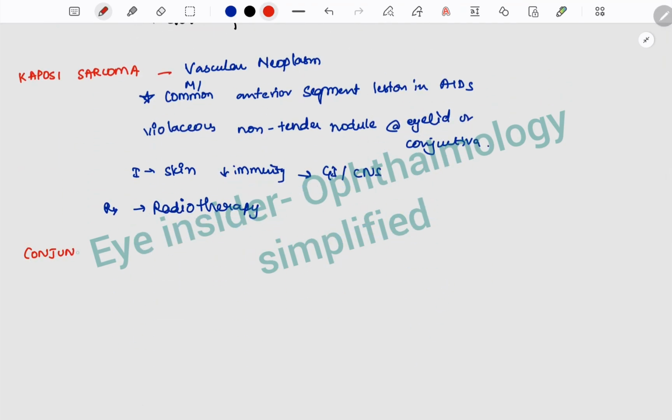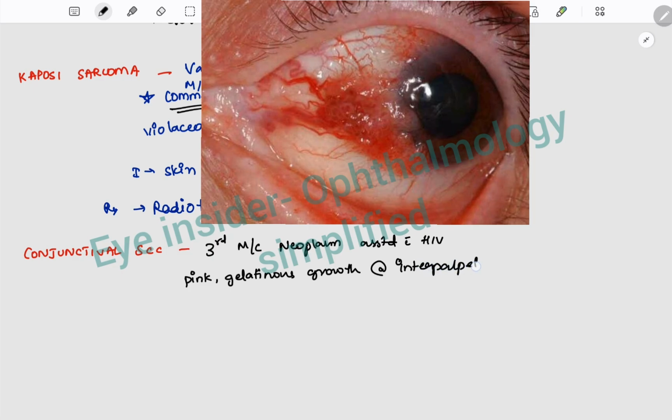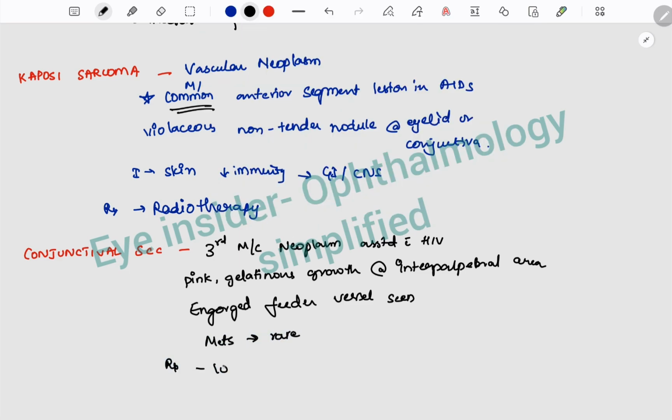Next, coming to the other lesions, we have conjunctival squamous cell carcinoma. This is the third most common neoplasm associated with HIV. It is a pinkish gelatinous growth which is located in the interpalpebral area. As you can see in the picture, there are engorged feeder vessels which supply the neoplasm. This is a characteristic finding. Metastases are rare, and the treatment is with local excision with cryotherapy.